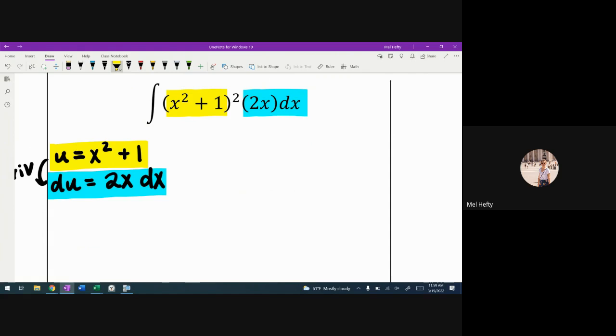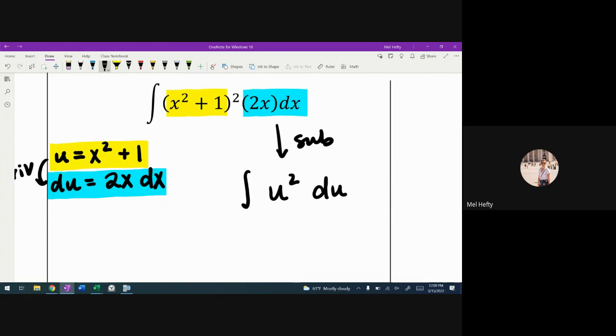Now, notice what I'm highlighting. I've highlighted literally everything that has an x in it in the question. Once I've kind of covered everything, I'm ready to substitute in. So we're going to try to substitute. It's called u-sub because we use the letter u and we substitute. Not a very clever name. All right, instead of the quantity x squared plus 1 squared, I'm going to write u squared. Instead of 2x dx, I'm going to write du.